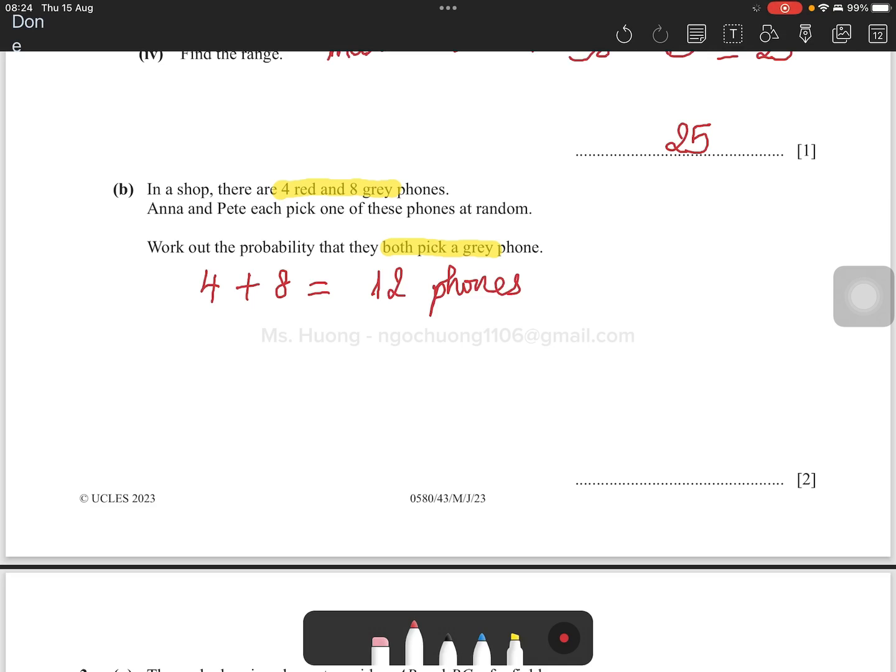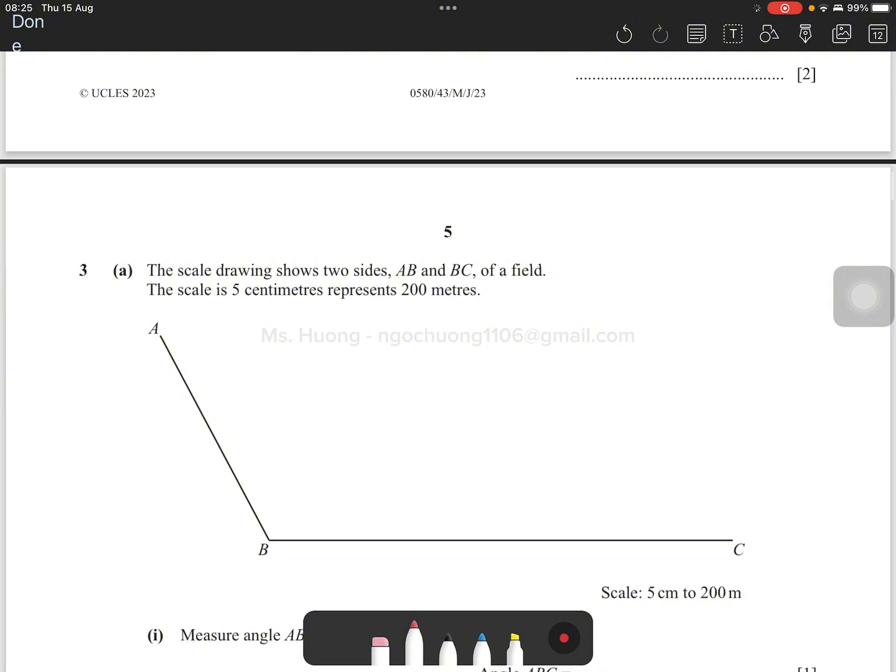And the probability that they both pick a gray phone is that for the first one, it is 8 gray out of 12 phones. And for the second one, now we only have 7 gray phones left, and the total number of phones is only 11 now. So this product is equal to 14 over 33. And the final answer is 14 over 33.